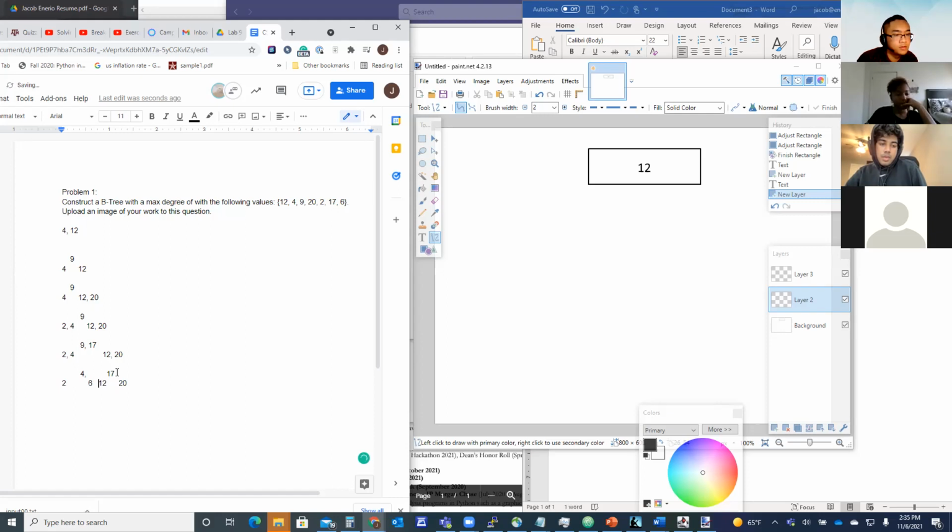17, 20, and then 9 would be on the top, I think. Or, well, yeah, I think that's right. I think that makes sense, yeah, because 17 would go here. These are not part of the same node. So yeah, I guess I'll add more space. We're going to presume it's 3 because it doesn't say.